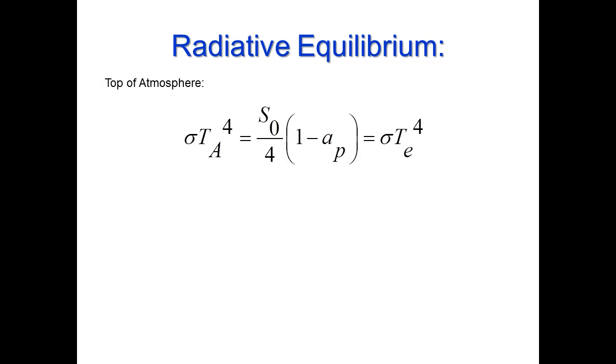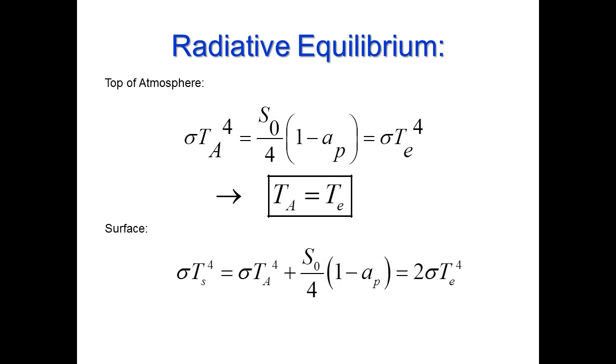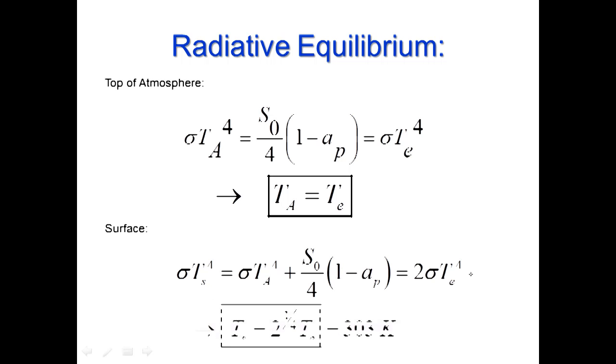In radiative equilibrium, then, once again to review this, the temperature of the atmosphere is equal to the effective emission temperature. And the surface energy balance tells us that sigma T_S to the fourth is twice sigma T_E to the fourth, which means that the surface temperature is 2 to the 1/4 power times T_E, which is 303 degrees Kelvin, about 30 degrees centigrade. Well, that's actually somewhat warmer than we observe it to be.